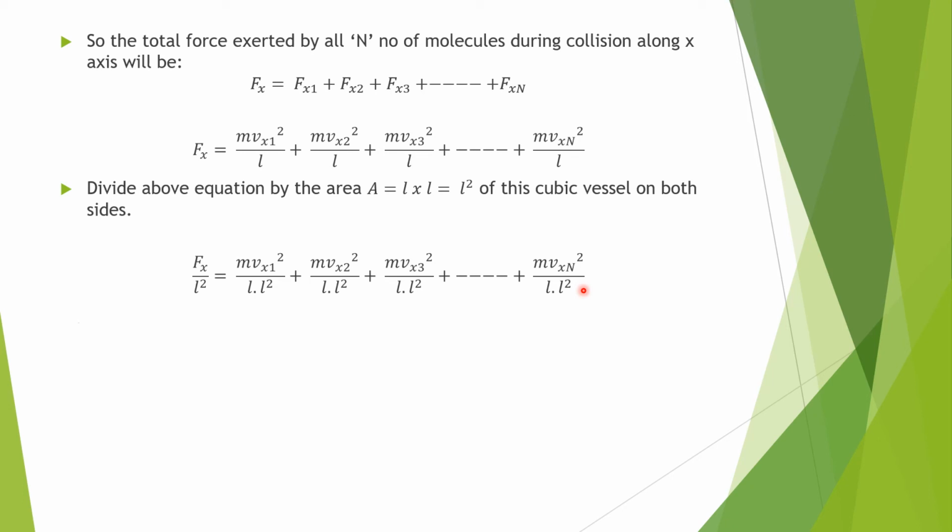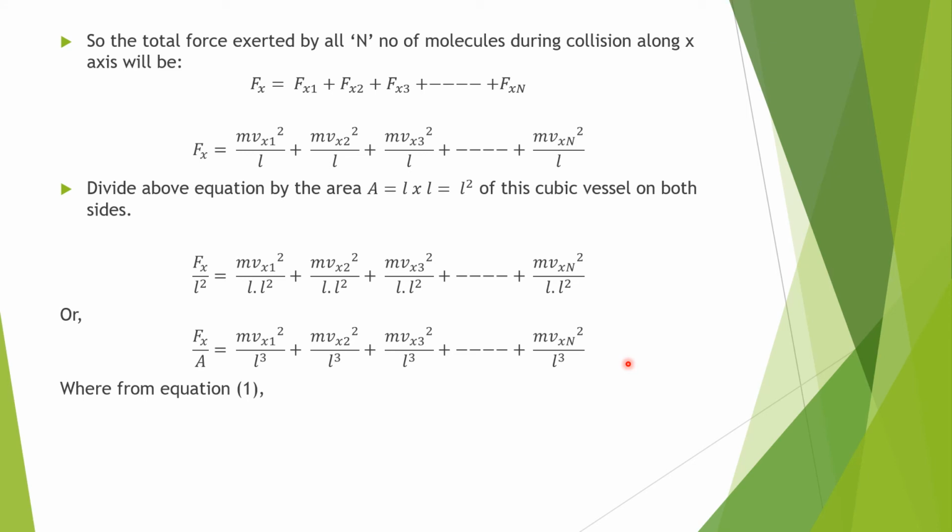So this L into L square is nothing but the volume of a cubic vessel, and if we replace L square by area, the equation changes to Fx upon A is equal to mvx1 square upon L cube plus mvx2 square upon L cube plus mvx3 square upon L cube up to the last term.